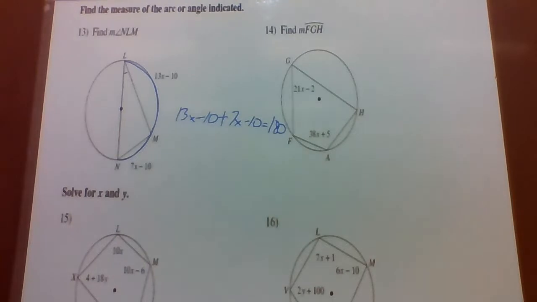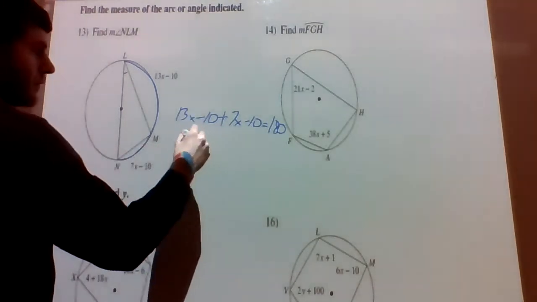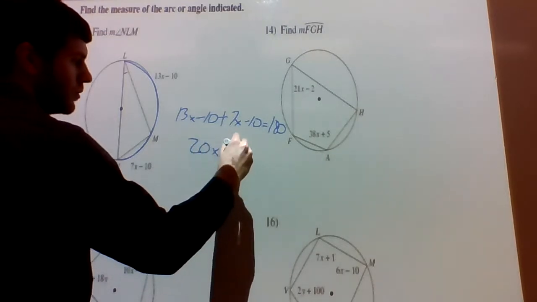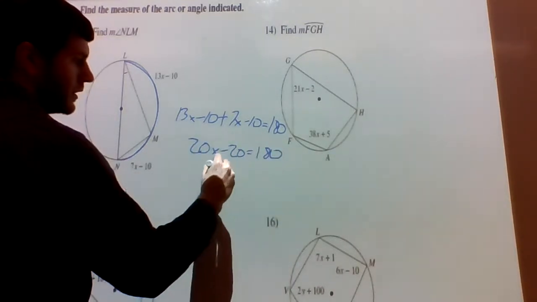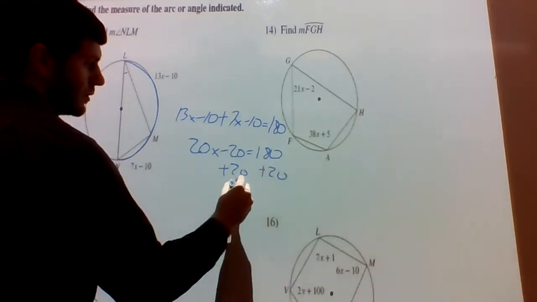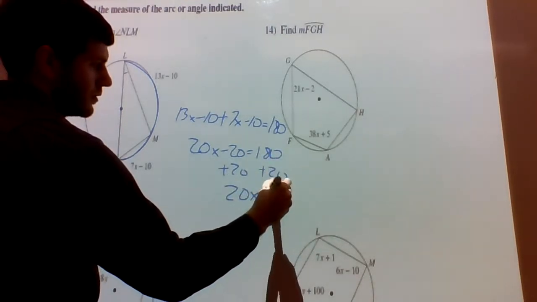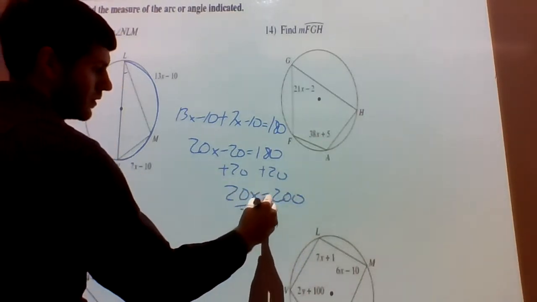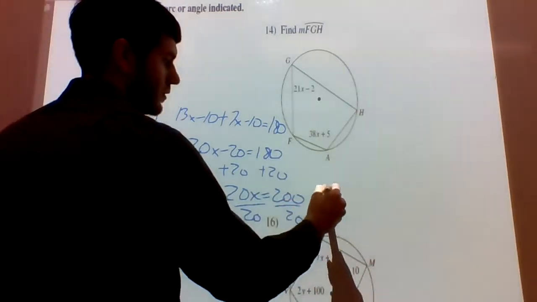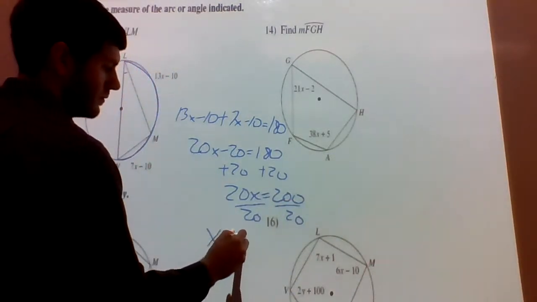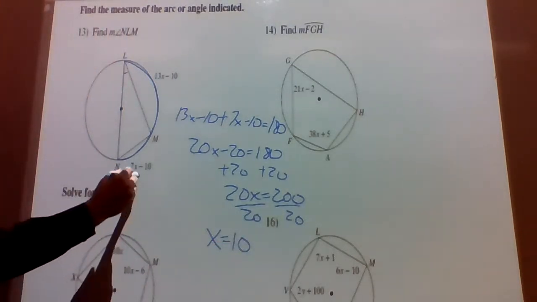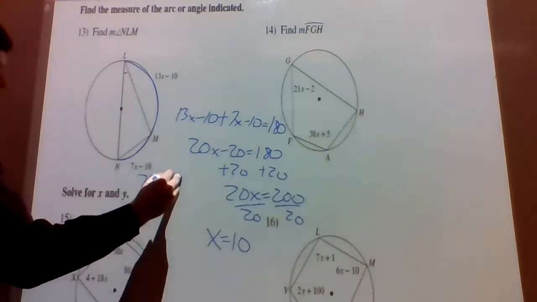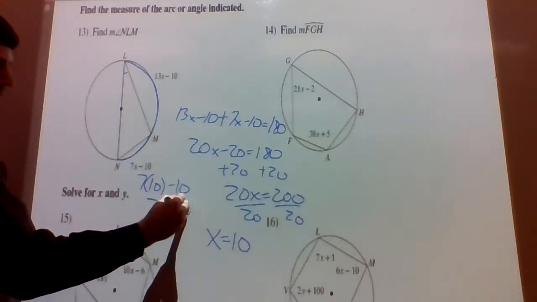So we have 20x minus 20 equals 180. We can add 20 to both sides. So we get 20x equals 200. Divide by 20. And we get x equals 10. So we can substitute that in. 7 times 10 minus 10. 70 minus 10 is 60.